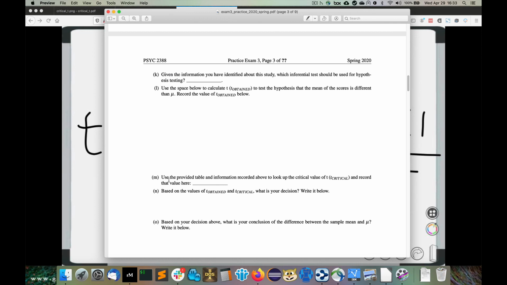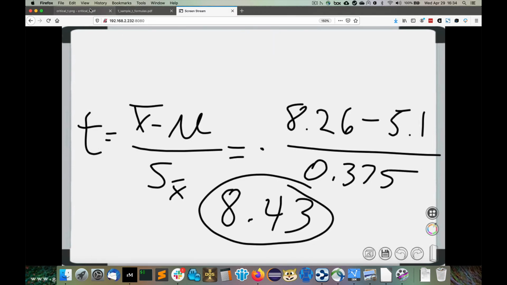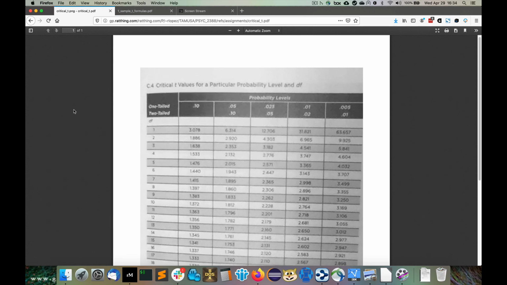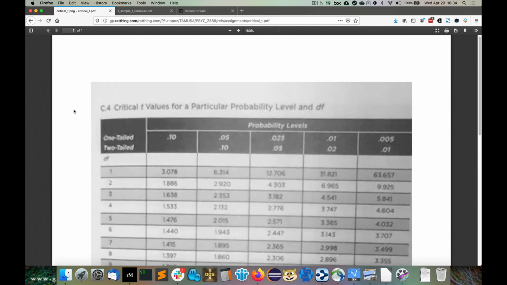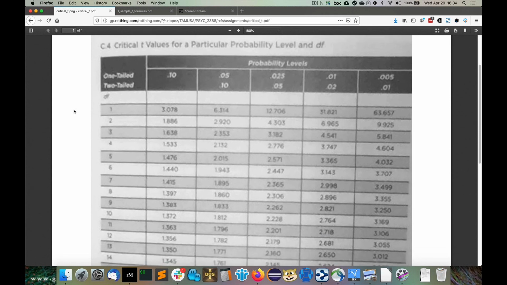We've got to go to the table to use the provided table information recorded above to look up the critical value and record it here. So we go to our table, which I have here. And you need three pieces of information to use this table. You need the p-value. In this example, it's 0.05. You need to know if it's a one-tailed or two-tailed test. In our example, it's a two-tailed test. And you need to know the degrees of freedom. The degrees of freedom is n-1, which is 8-1, which is 7.